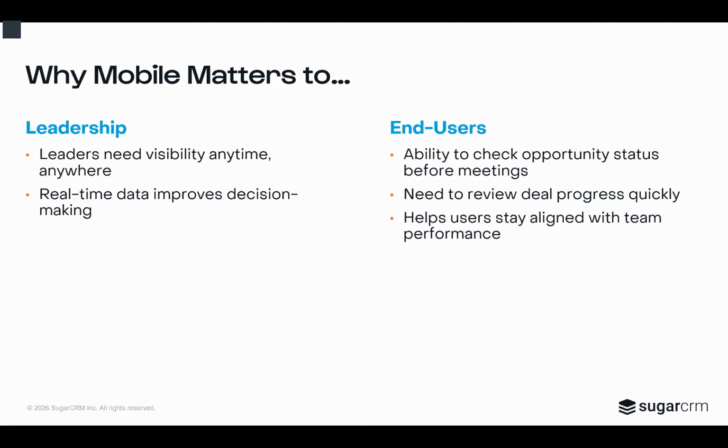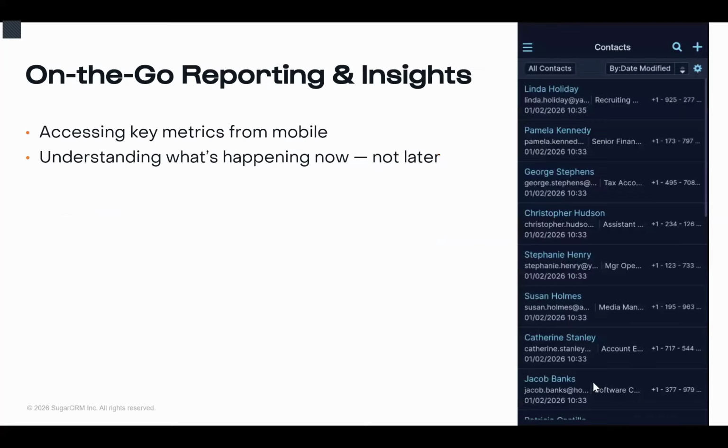And for users, it's the ability to check opportunity statuses before a meeting. You need to review deal progress very quickly, like where are we on this one? I can't really remember, especially if there's a team of you working on it. It helps you stay aligned with team performance. So I can quickly see where this particular opportunity is in the whole scheme of my pipeline, or within my pipeline for my entire sales team, especially if we're all trying to go towards one particular goal.